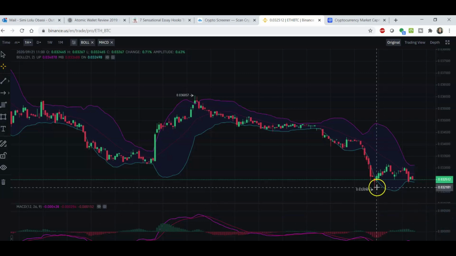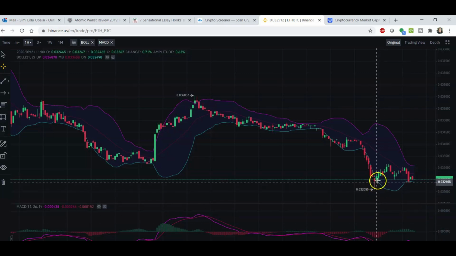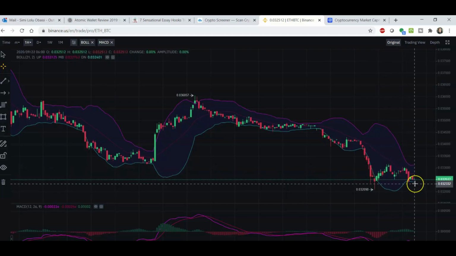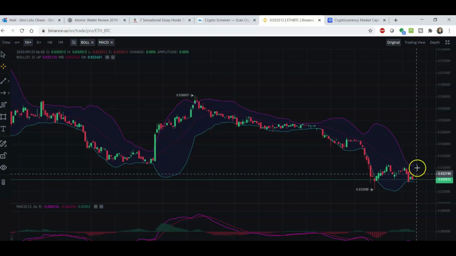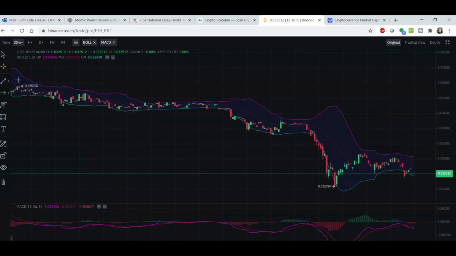On the 1 hour, we see there was a bounce up, down, up, down. Again, can this bounce up, or is it going to break down through the Bollinger Bands? Again, let's look at the lower time interval, even lower than 1 hour. So let's go to the minutes. Let's go to the 30-minute.